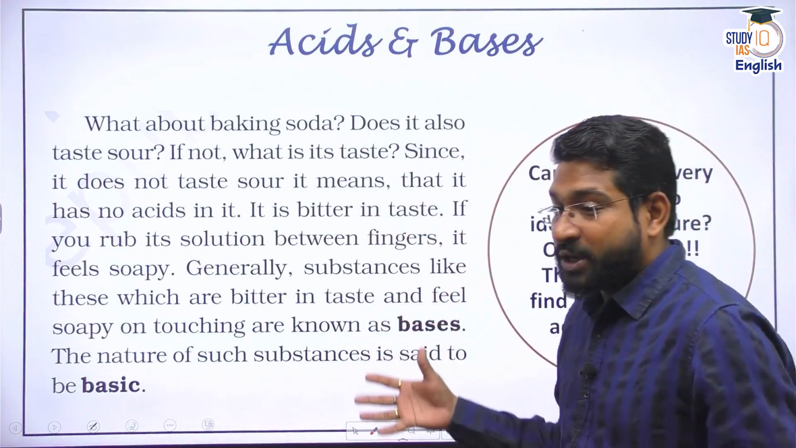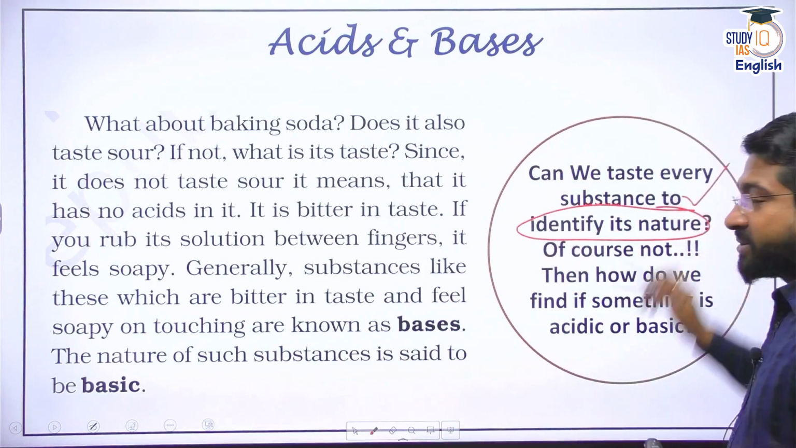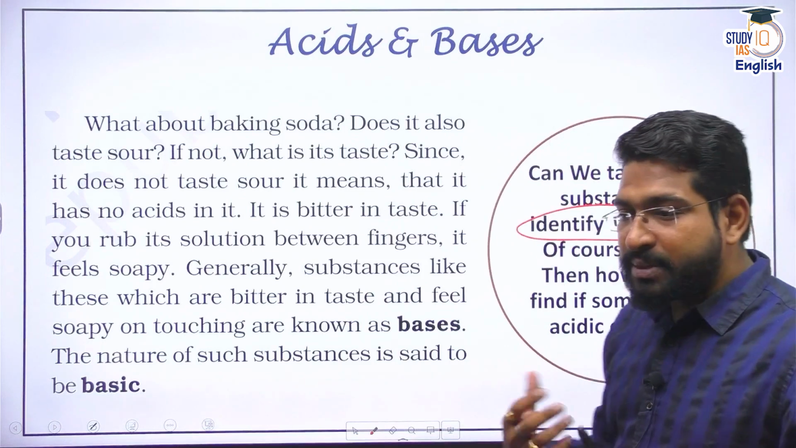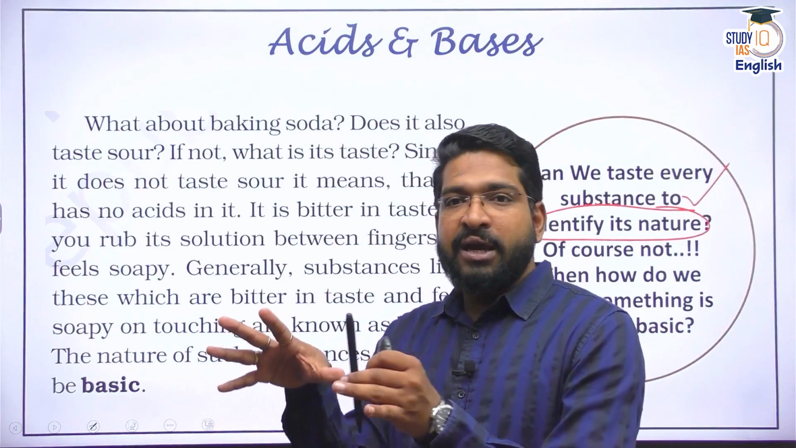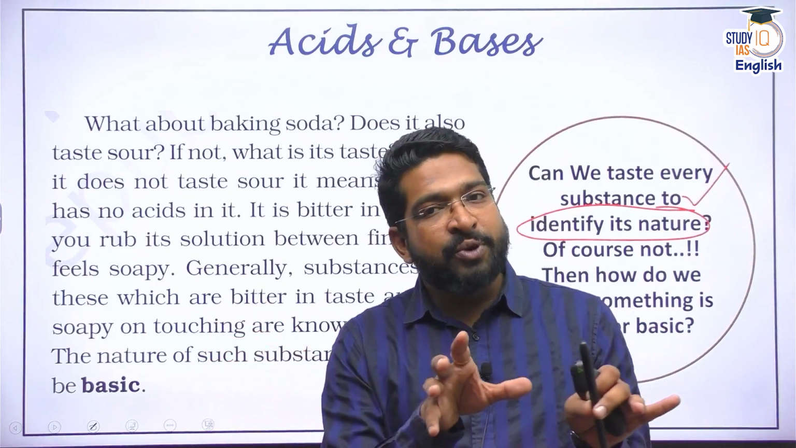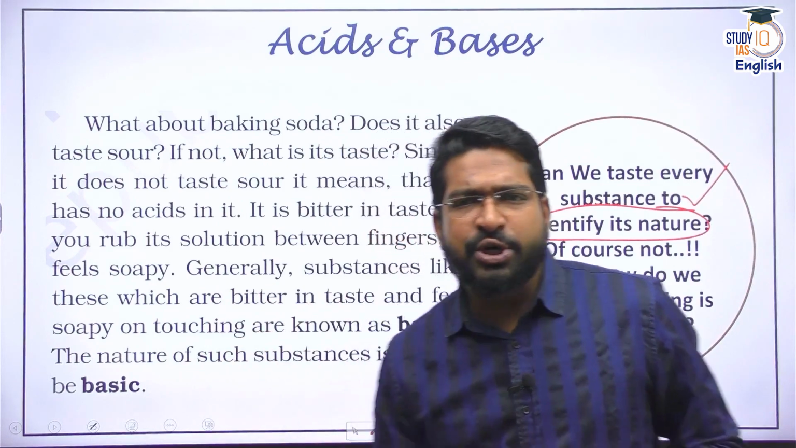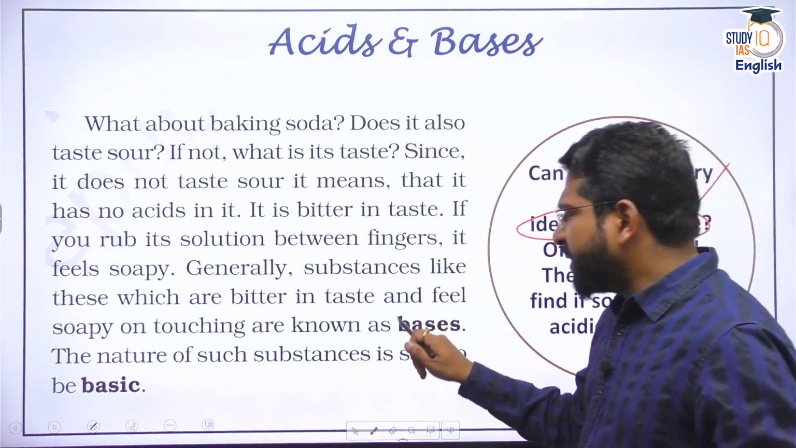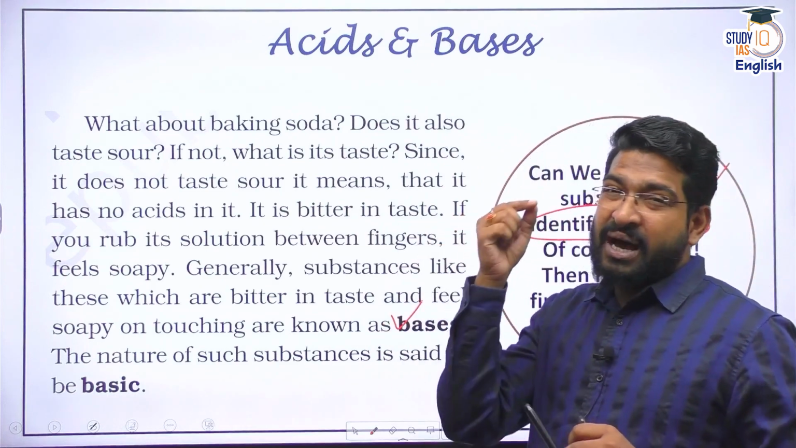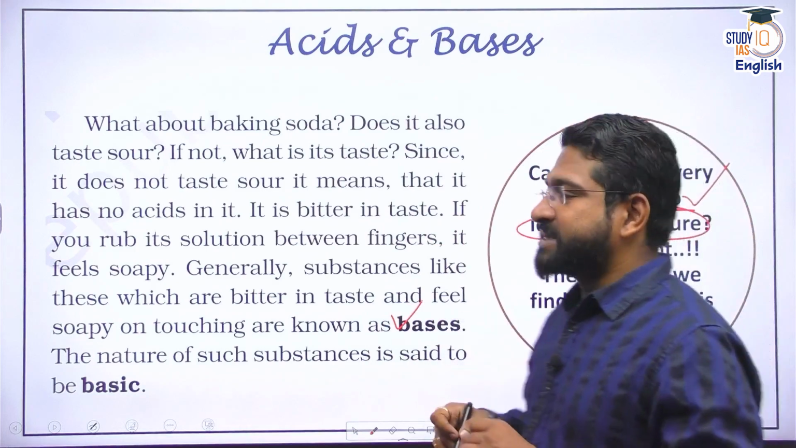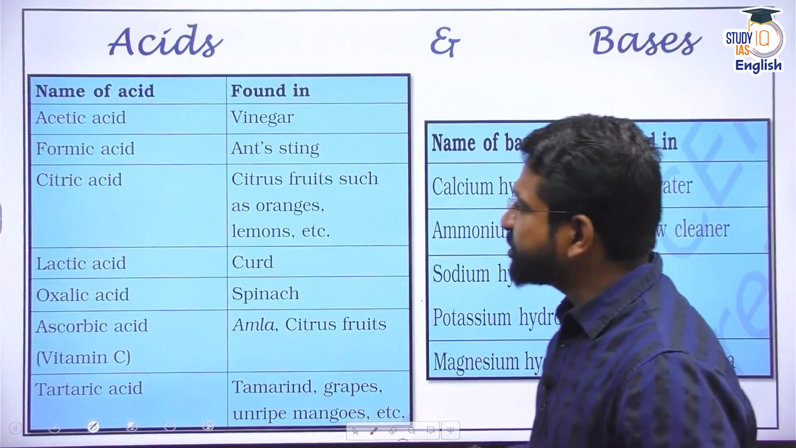Right? We asked the question, can we taste every substance to identify its nature? We said, of course not. We need some sort of method or mechanism using which we can identify the characteristics or the natures of those chemical compounds. And we came up with those also. But in general, we understood that bases are a little soapy when you touch. Bases are bitter in taste. Acids are more thick and acids are sour in taste. So we established these things.